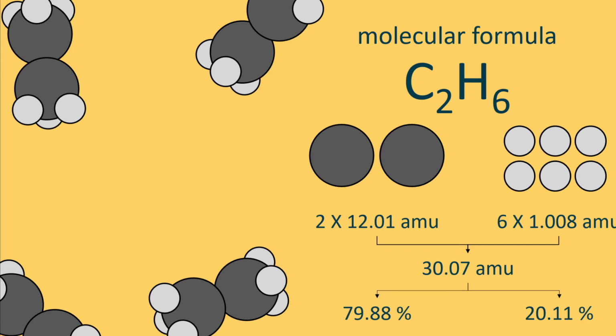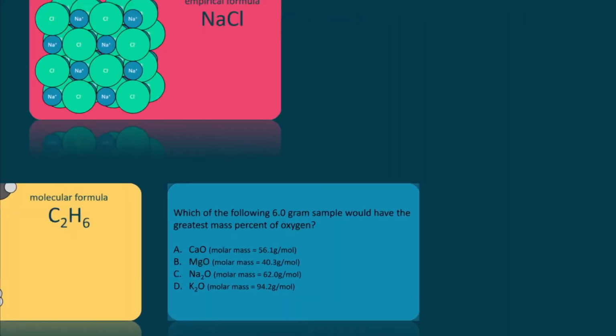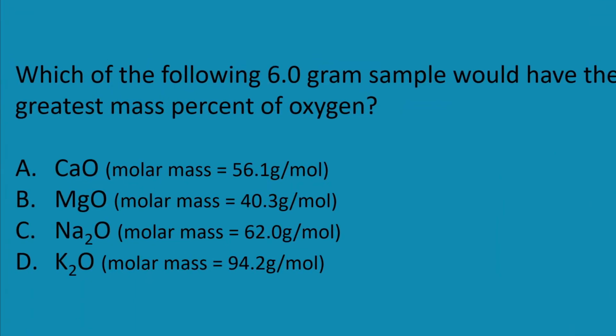All right, so how would this show up on an AP exam? Well, if it's a free response question, you may have to actually solve it using the math that I just showed you a few minutes ago. However, in a multiple choice question, it'll usually be in a little more simplified form. So let's take a look at a couple of those. Which of the following 6-gram samples would have the greatest mass percent of oxygen? Well, if we look here, it doesn't really matter how many grams of the sample we have.